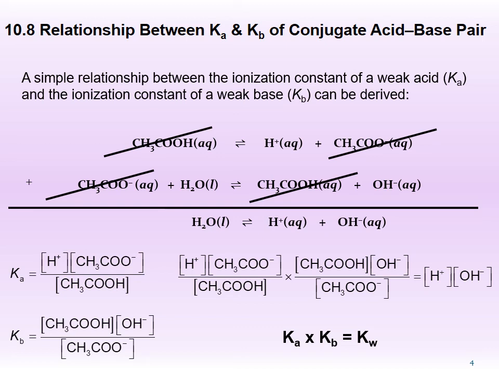Recall in the previous chapter that when two reversible equations are manipulated by being added, their equilibrium expressions have to be multiplied. So we write the Ka and Kb expressions, then multiply them. Simplifying, we get the product of hydrogen ion and hydroxide ion concentrations. This works out to be Kw, the water dissociation constant or the water ionization constant for the autoionization of water. Hence, Ka times Kb equals Kw.